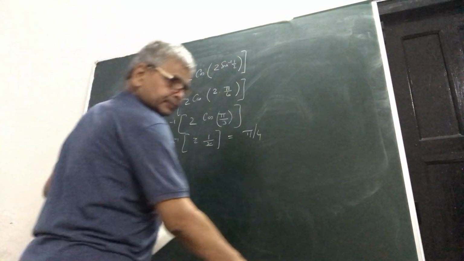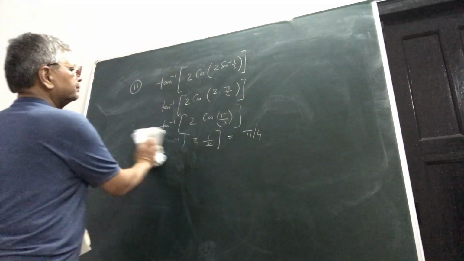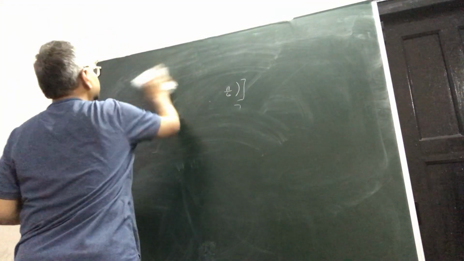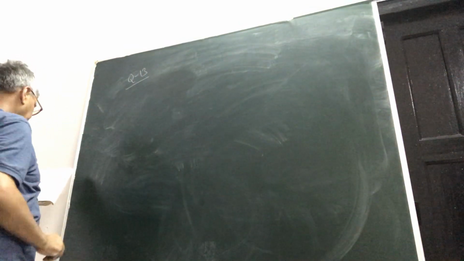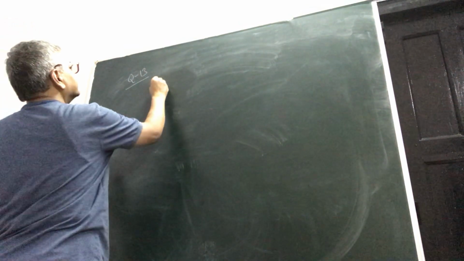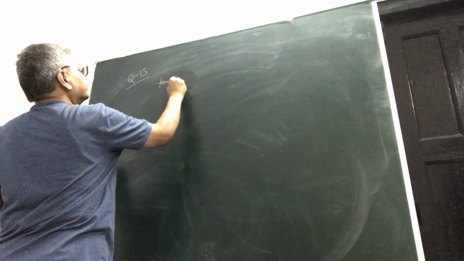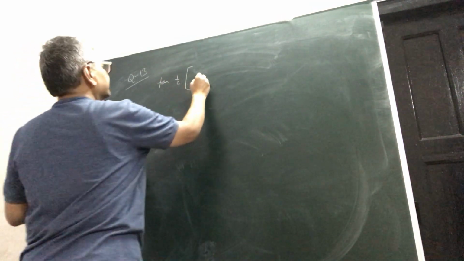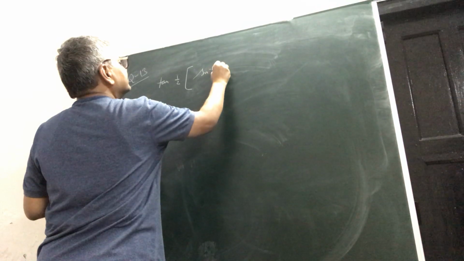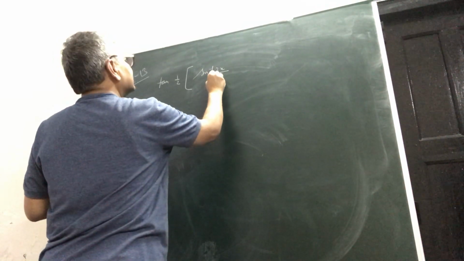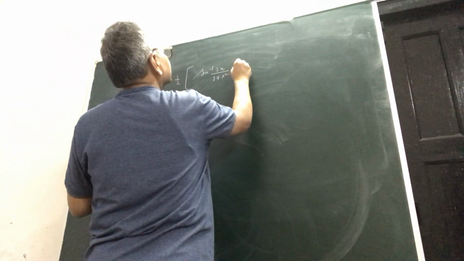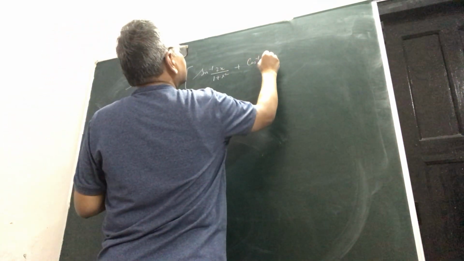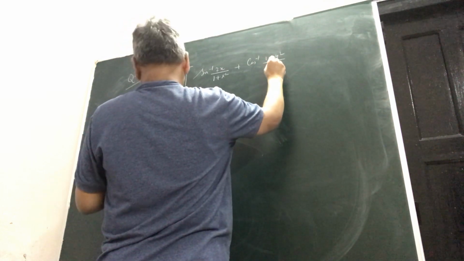13th question. Oral questions here. 13th question, let us see. Tan 1 by 2 within brackets, sin inverse 2x upon 1 plus x square, plus cos inverse 1 minus y square upon 1 plus y square.